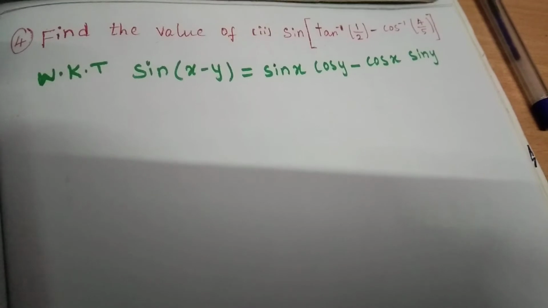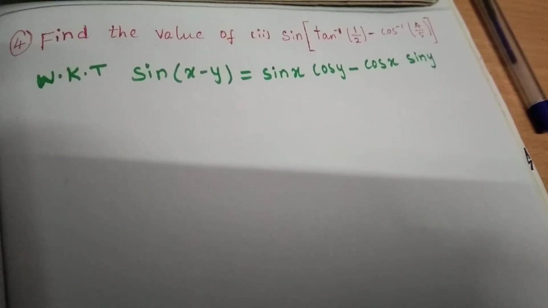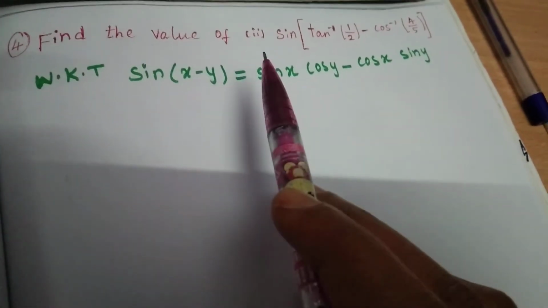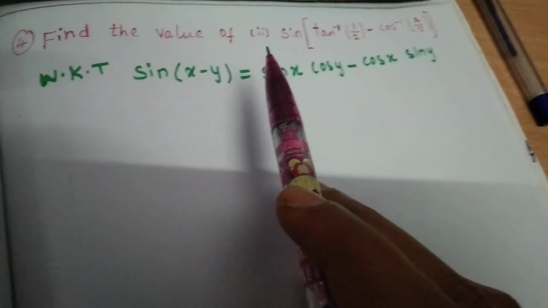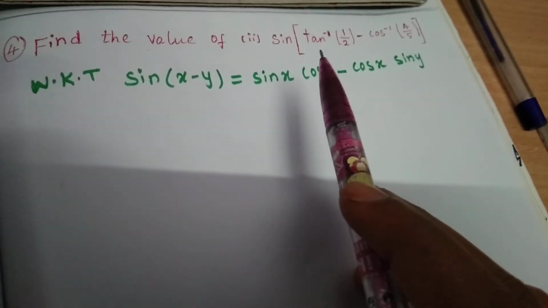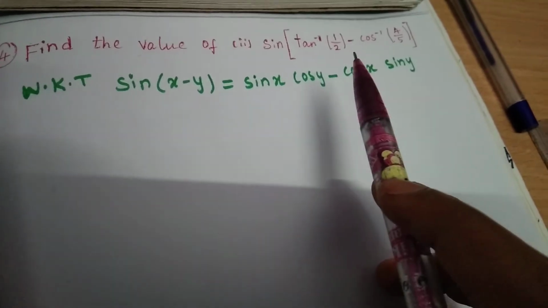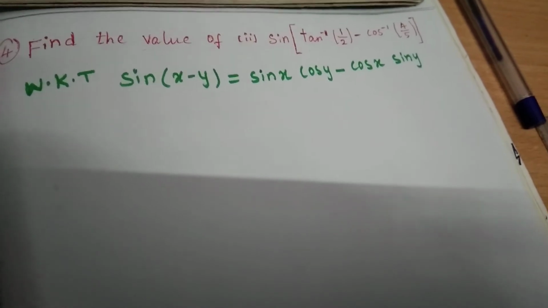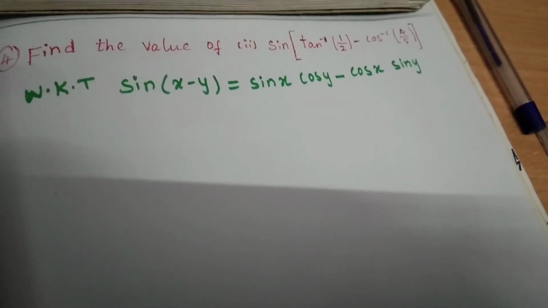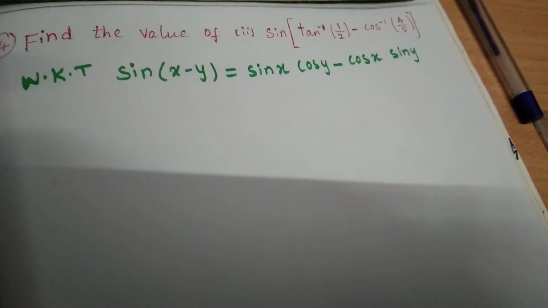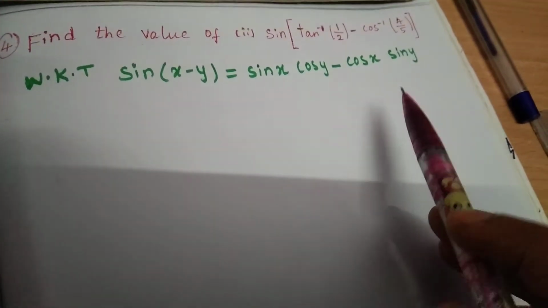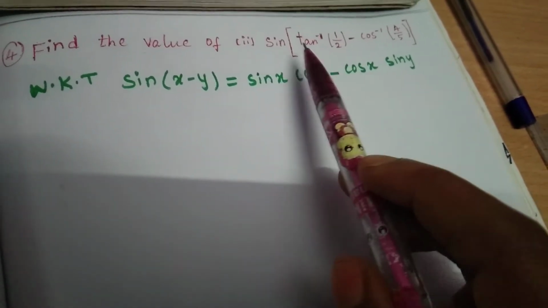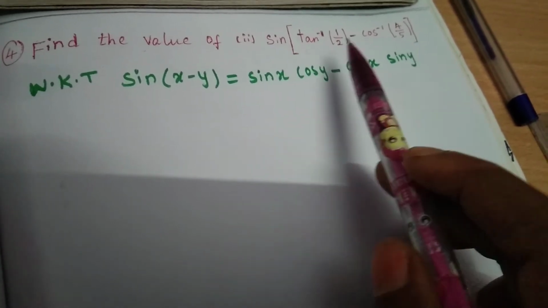Now we are going to exercise number 4.3, fourth sum. Find the value of the second part. The first part is homework: sin of (tan inverse 1 by 2 minus cos inverse 4 by 5). See the question. We will know the answer when the sine and sine inverse cancel each other, and we get the answer.